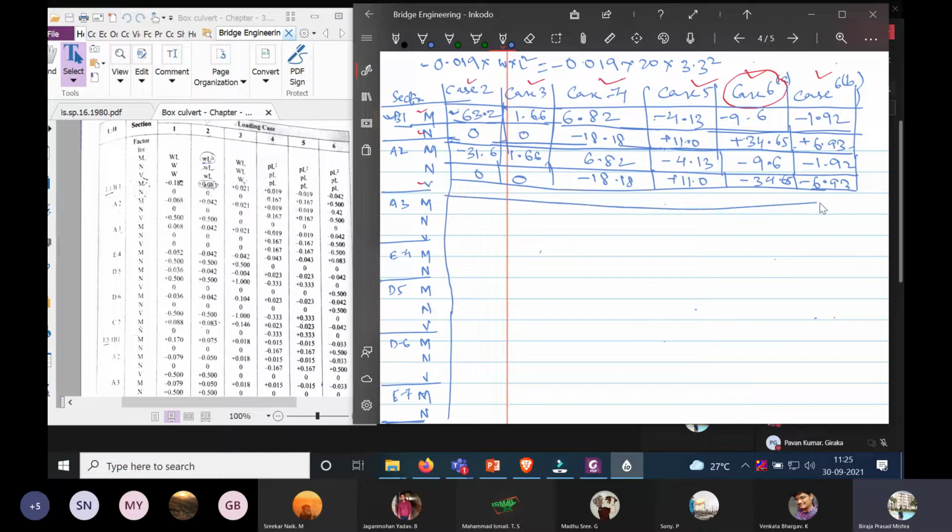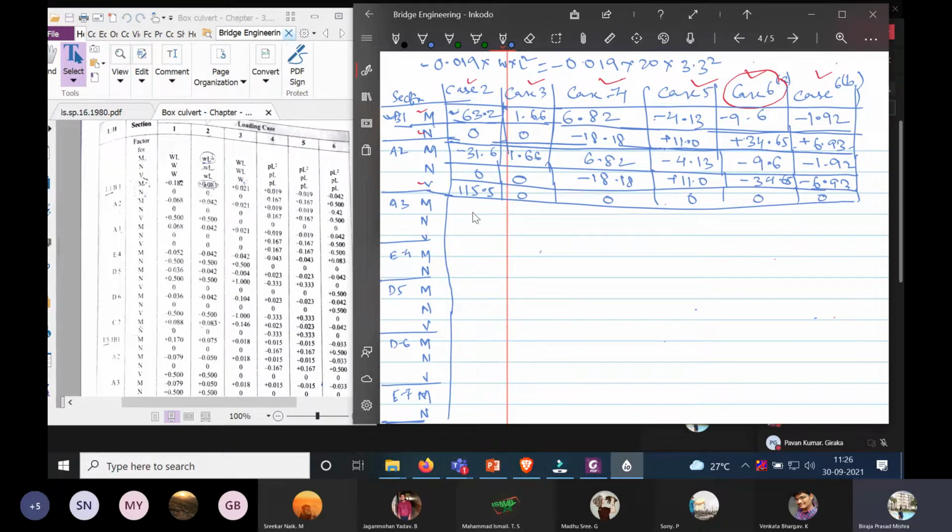Next, the shear force in section A2, the value is 115.5. Next we have 0, then again 0, and all the rest of the values are 0. You can see here, A2, the shear force is 0 0 0 0. That's why the rest are all 0.